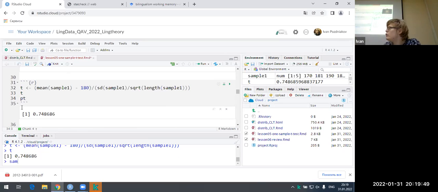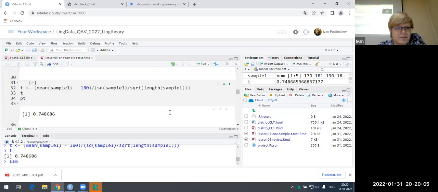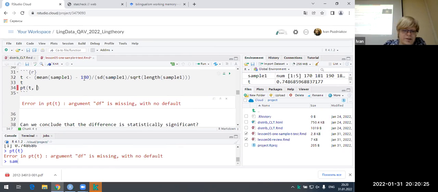The cumulative distribution function is a function that for some value gives you the probability of getting this or a smaller value as an outcome. We used pnorm before; now we use pt because we have a t-distribution, not a normal distribution, but the logic is the same. And we need to set df, the degrees of freedom, so it's sample size minus one.